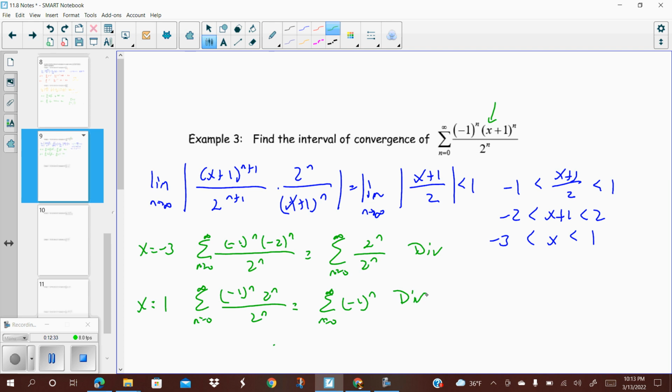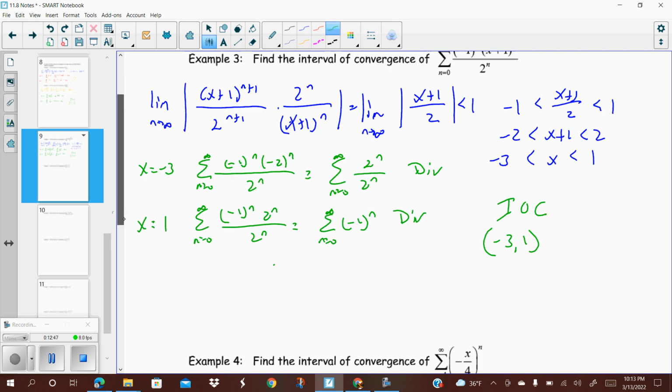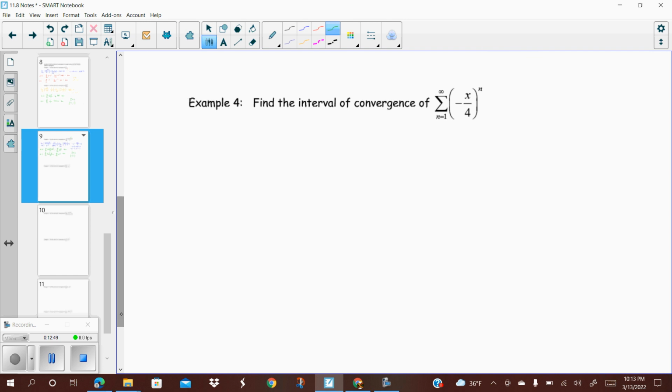So neither one of these endpoints converges, which means that our interval of convergence goes from negative 3 to 1, not including either endpoint. All right, I'm going to try and keep motoring so that this video isn't too awfully long.